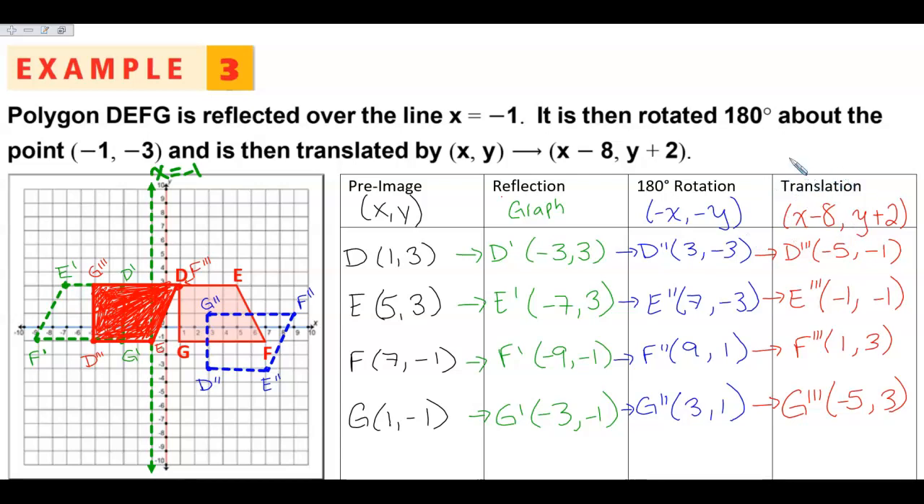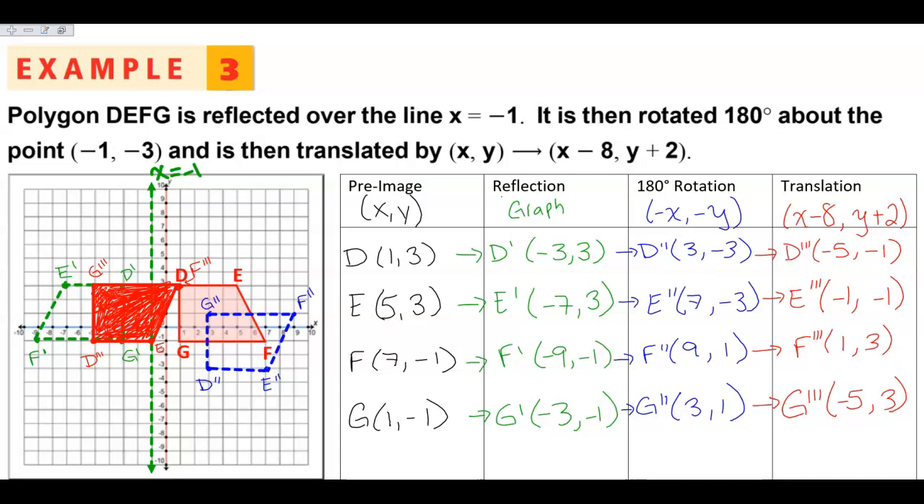And to do each one, you're just looking at the column in front of it. All right, so to do this translation, I look at these points. To do this rotation, I looked at these points. So keep that in mind when you're doing these. And again, a table is going to be your best friend in helping you keep track of everything. So I highly recommend that you are always using those tables.